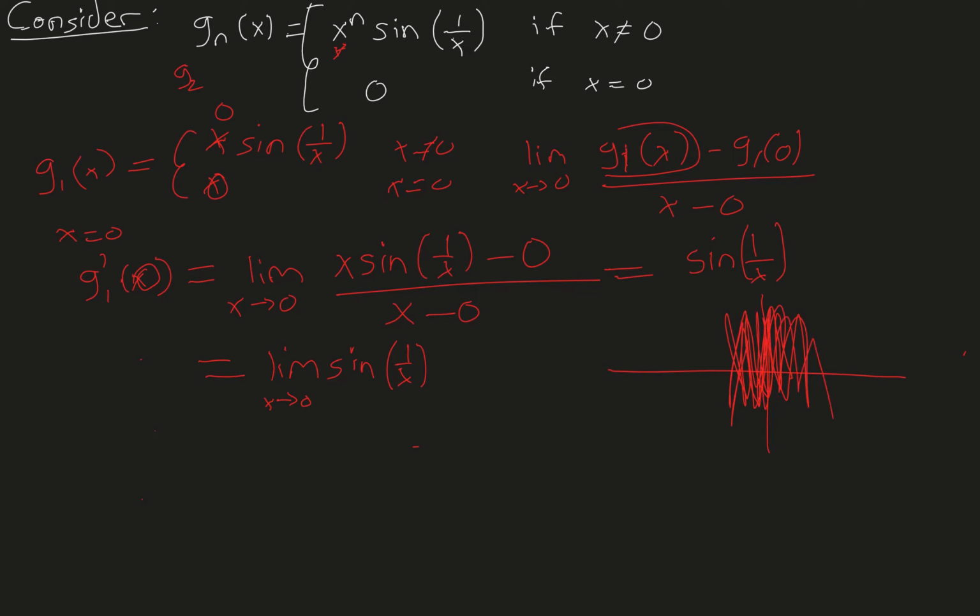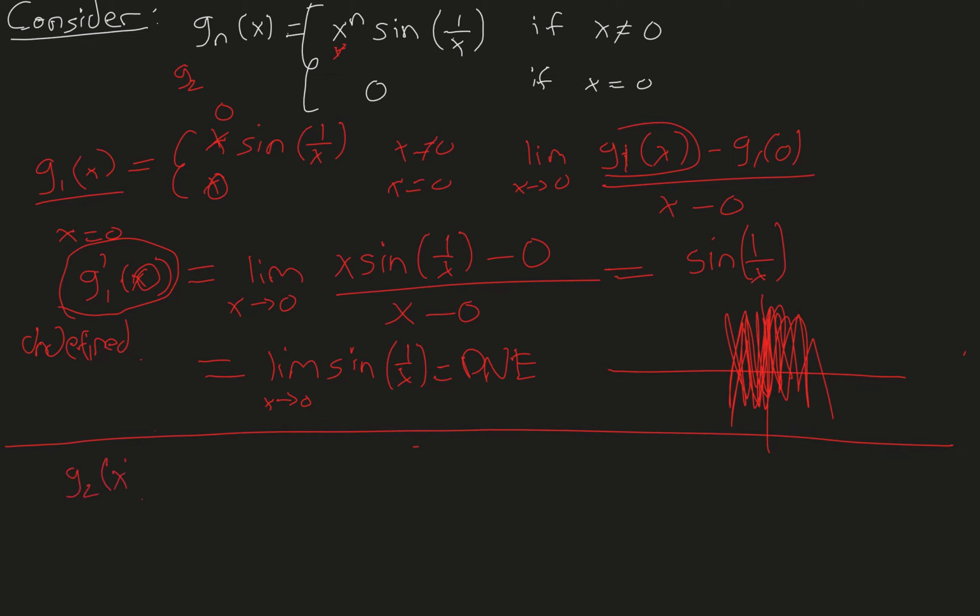So what happens is at x equals 0, this limit does not exist. So since this limit does not exist as x approaches 0, we can say that g1 prime of 0 is undefined. That is, there is no derivative of g1 at the point x equals 0. So let's now consider g2.